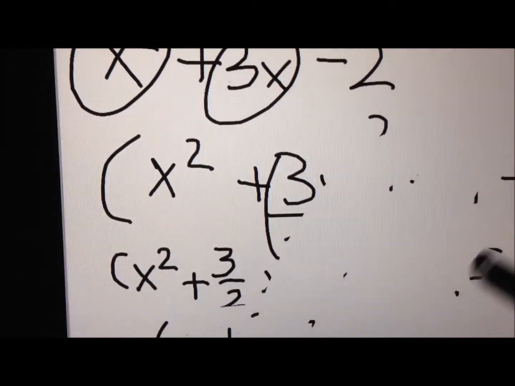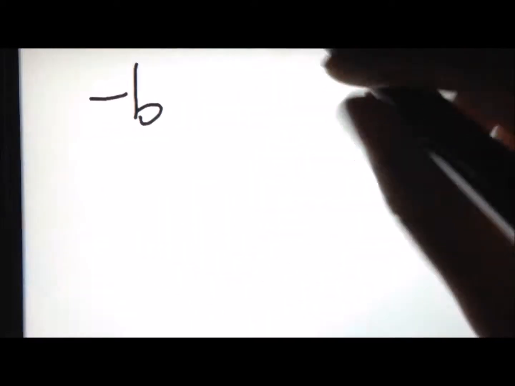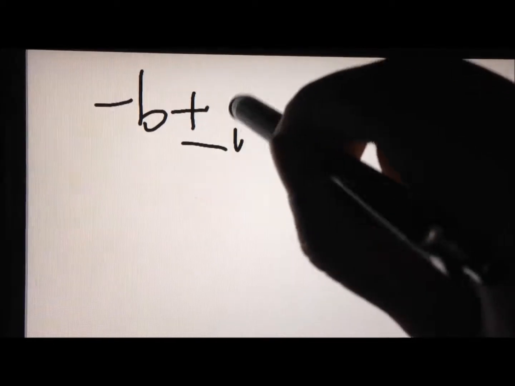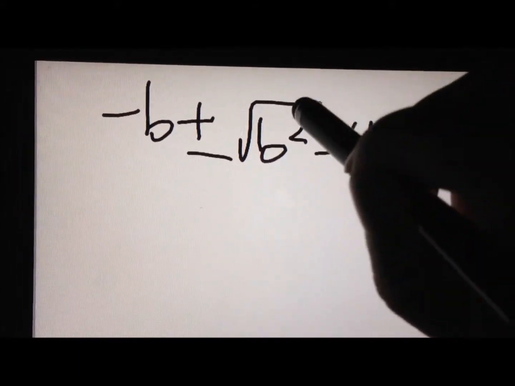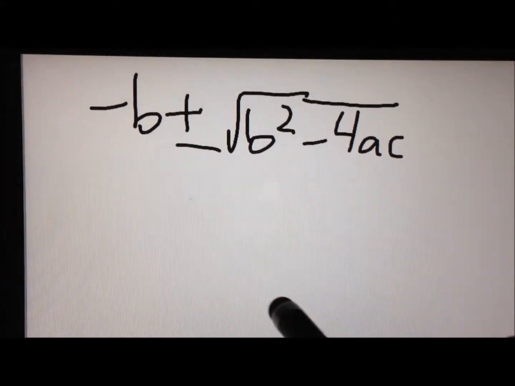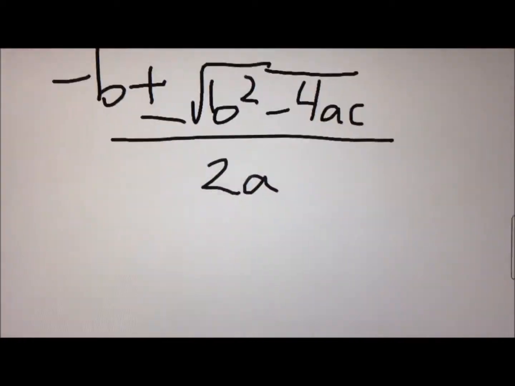Now, another way of solving a quadratic is through the quadratic formula, which is negative b plus or minus the square root of b squared minus 4ac, all over 2a. Now you are solving for the roots.